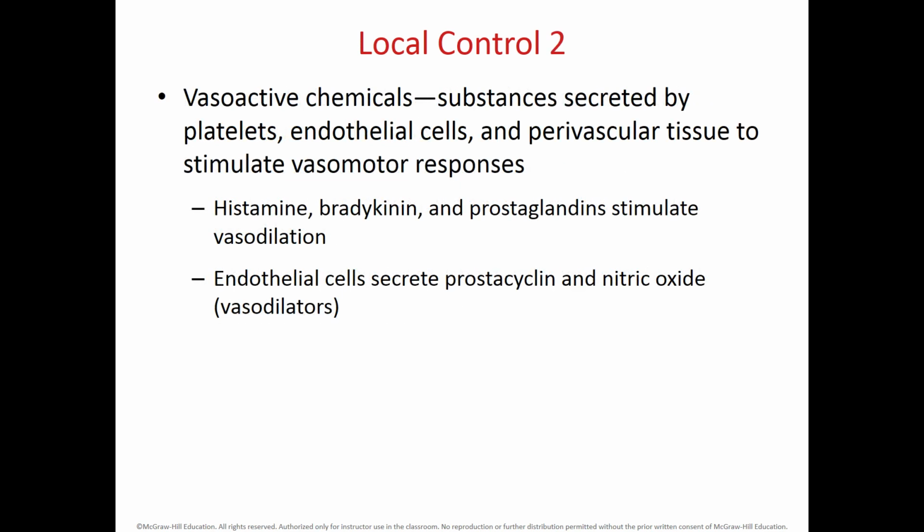Some of the chemicals that are released by the cells that are in charge of local control will be histamine, bradykinin, and prostaglandins, which increase the diameter of the blood vessels, so they stimulate vasodilation, and also prostacyclin and nitric oxide.